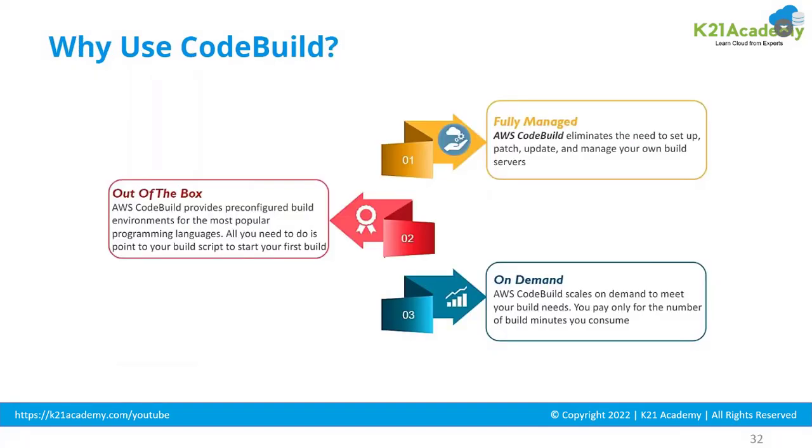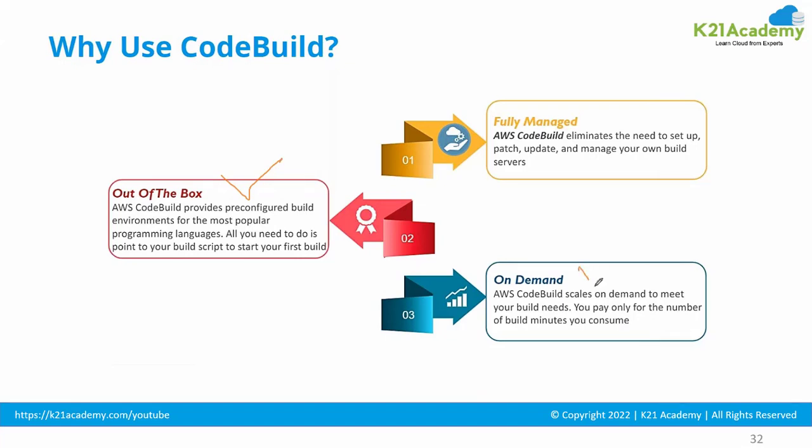And why use CodeBuild? One is that, as we already discussed, it is completely fully managed. AWS CodeBuild eliminates the need to set up, patch, update, and manage your own build servers. It provides out of the box a pre-configured build environment for most programming languages, wherein you don't have to configure your build environment. It is already pre-configured for most of them. All you need to do is point your build script to start your build, so you don't have to do further configuration by yourself, which you have to do in Jenkins. So creating a build environment, here you don't have to create your own for most of the use cases.